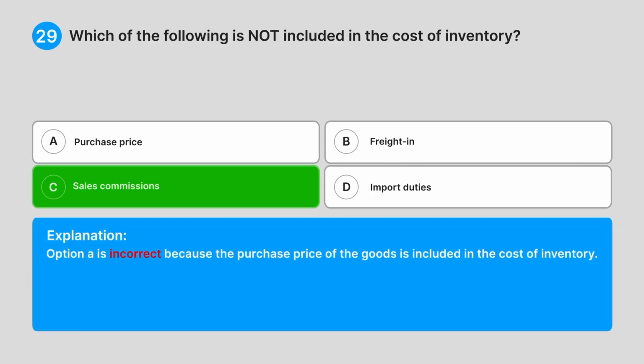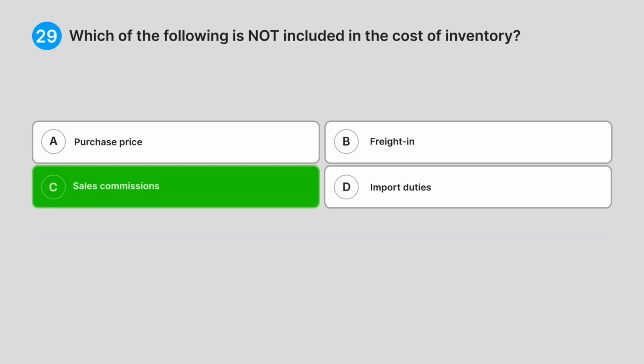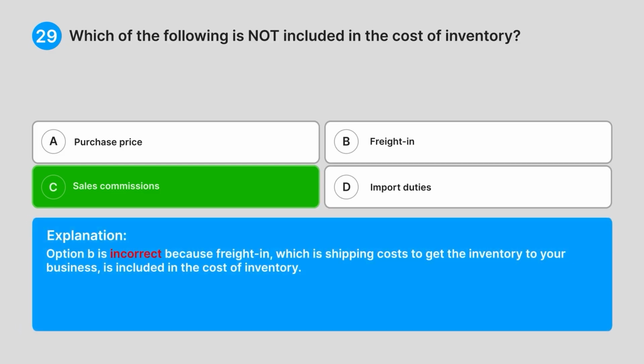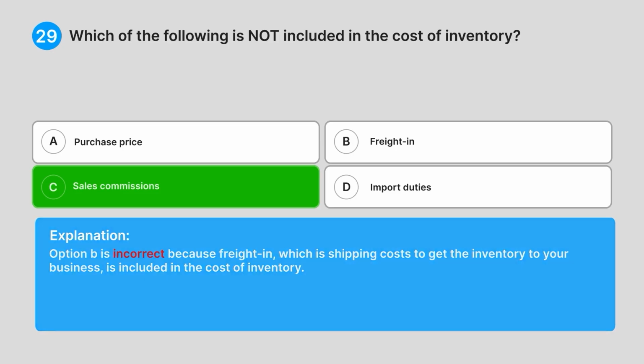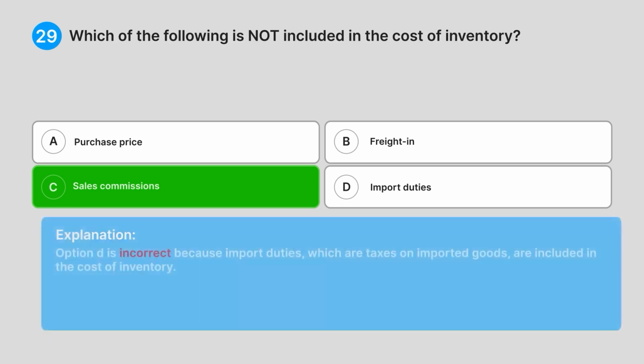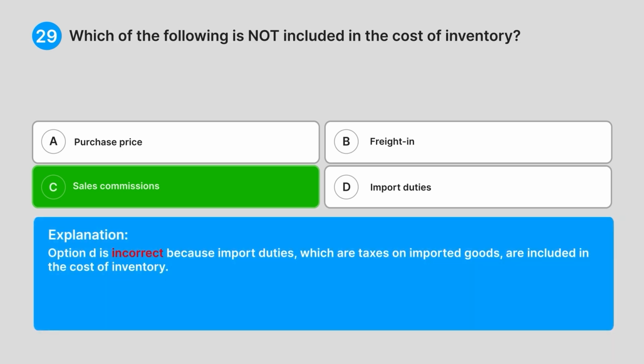Option A is incorrect because the purchase price of the goods is included in the cost of inventory. Option B is incorrect because freight in, which is shipping costs to get the inventory to your business, is included in the cost of inventory. Option D is incorrect because import duties, which are taxes on imported goods, are included in the cost of inventory.